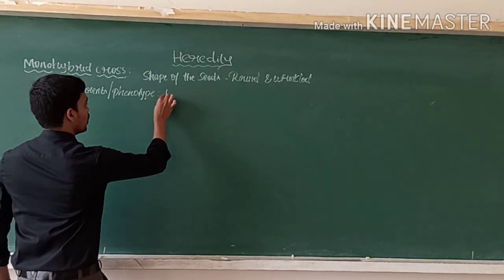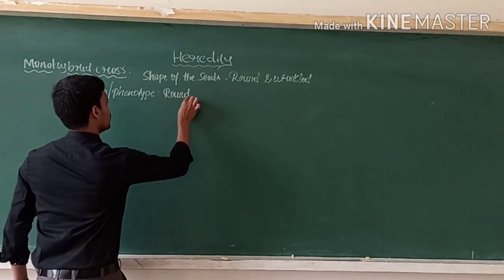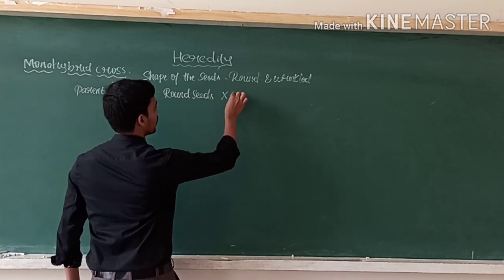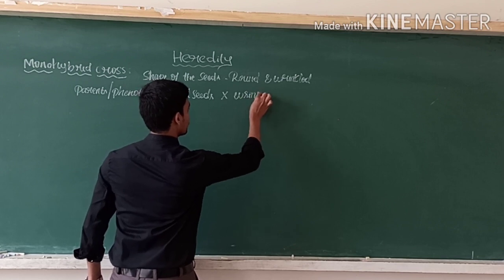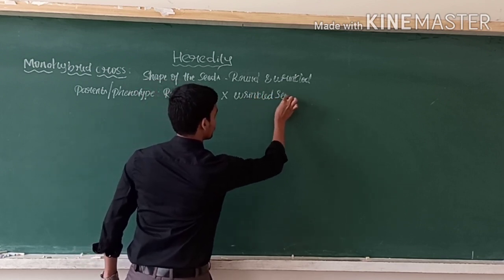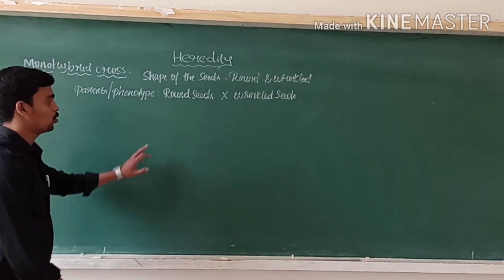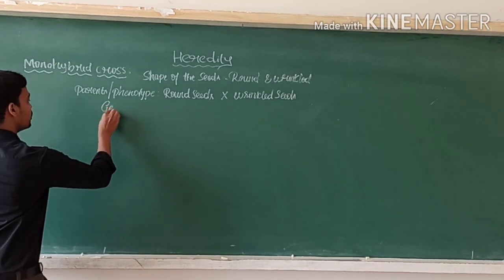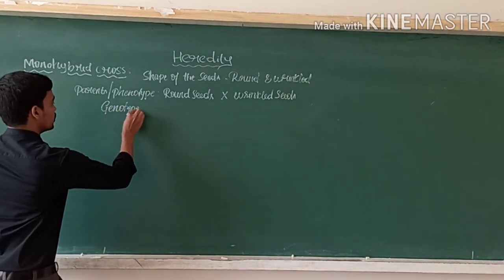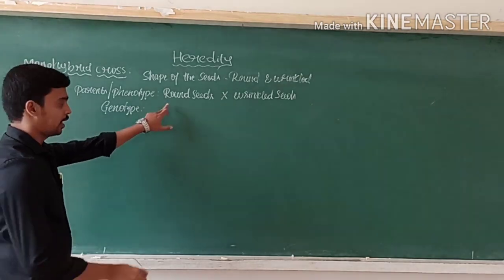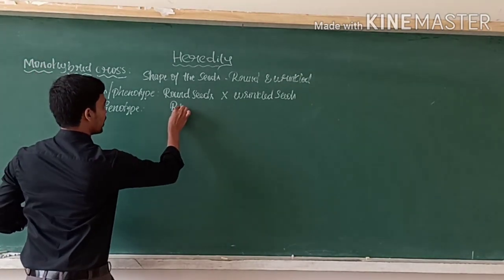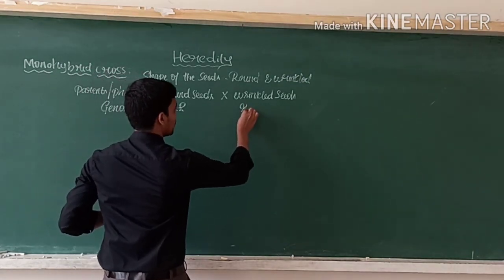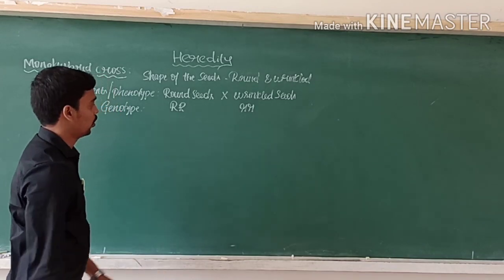Phenotype: round seeds are dominant over wrinkled seeds. Round is the dominant character and wrinkled is the recessive character. And next is genotype. Round is the dominant character, so it is represented by capital R and capital R. And wrinkled is the recessive character and is represented by small r, small r.